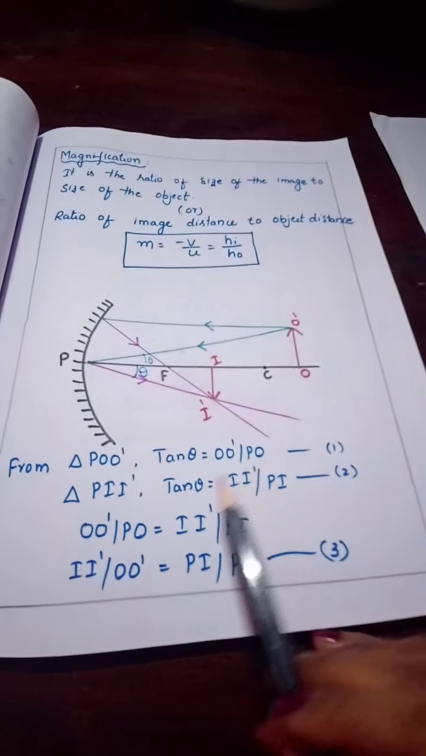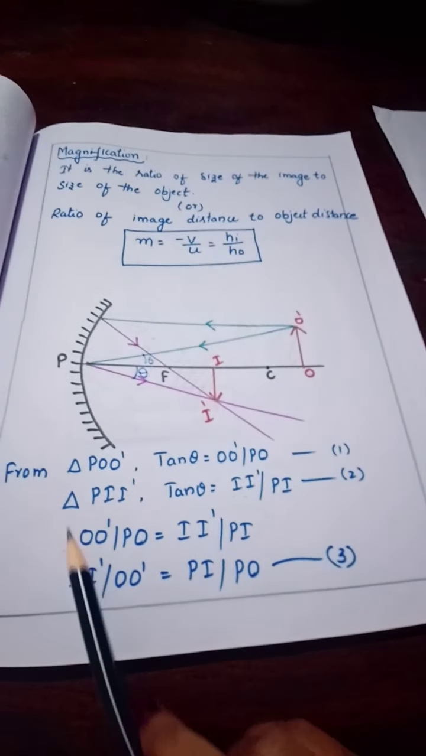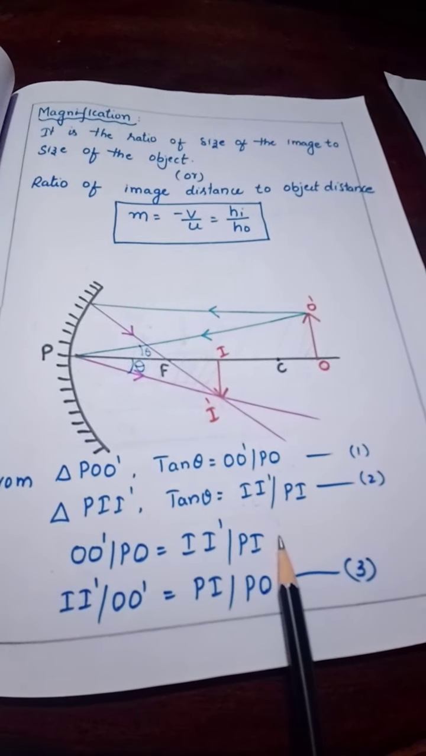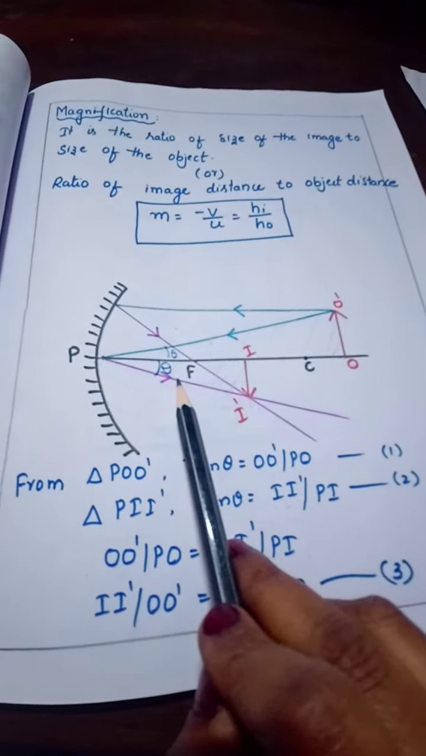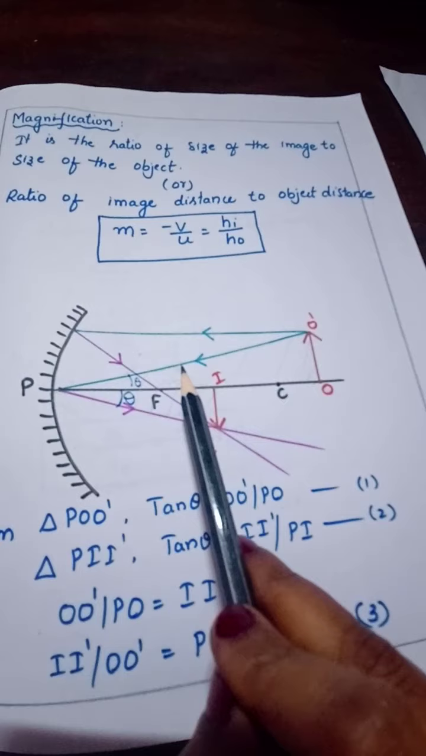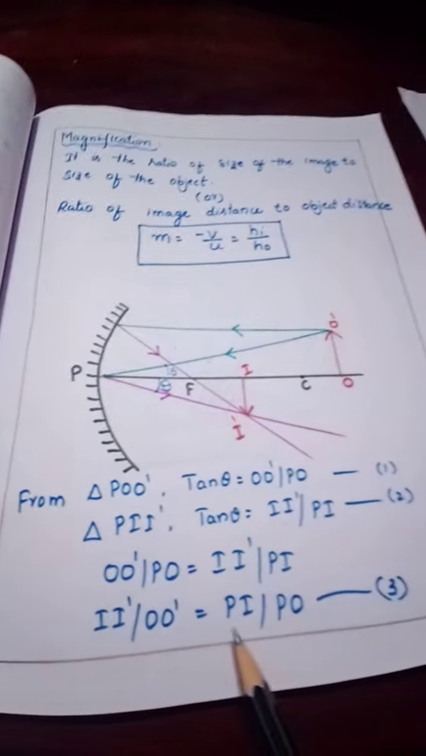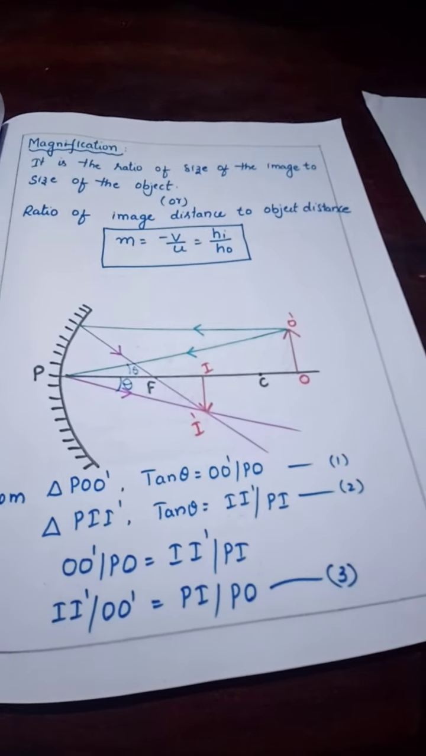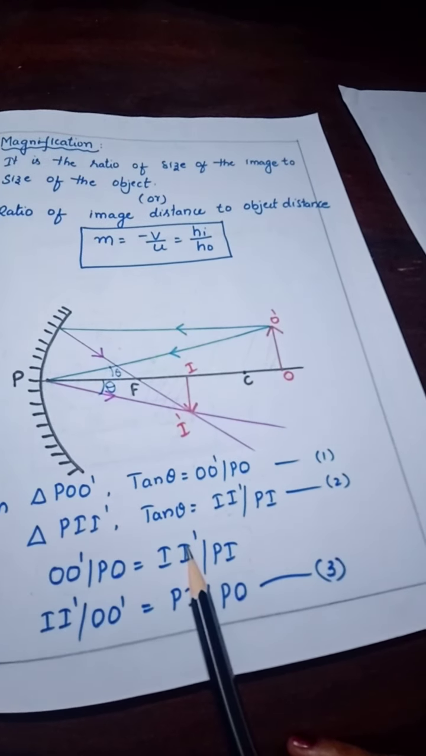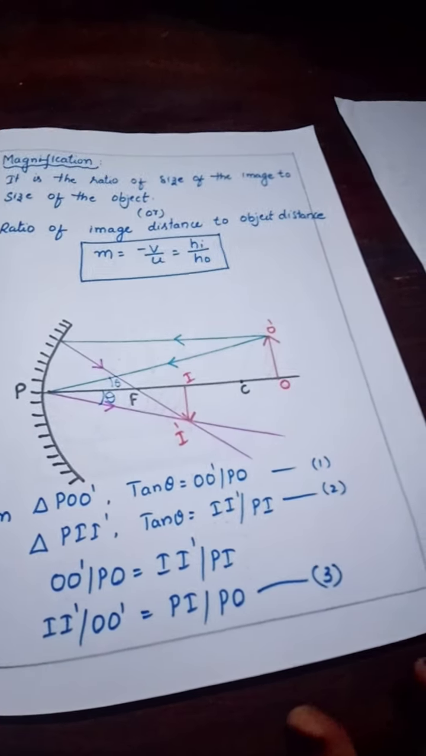So when we wrote tan theta here and tan theta here, we are making both of them equal. Why are we equating both of them? Because this is the angle of incidence, this is the angle of reflection. This is the incident ray, normal. This is the normal, reflected ray. The angle between the incident ray and normal is the angle of incidence. The angle between normal and reflected ray is the angle of reflection. So both of them are equal according to the laws of reflection. That's why we made them equal. II dash by OO dash is equal to, now we take II dash, keep it here, let OO dash come this side, and PI goes that side: PI by PO. This is the third equation.